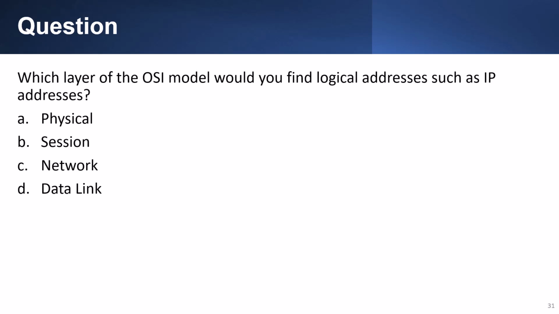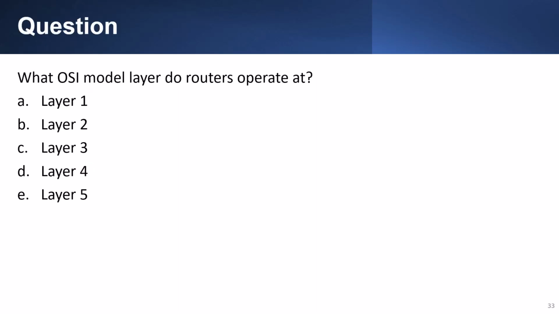Question: Which layer of the OSI model would you find logical addresses such as IP addresses? Answer: Network. Question: What OSI model layer do routers operate at? Answer: Layer 3.